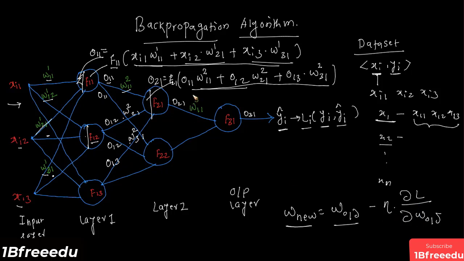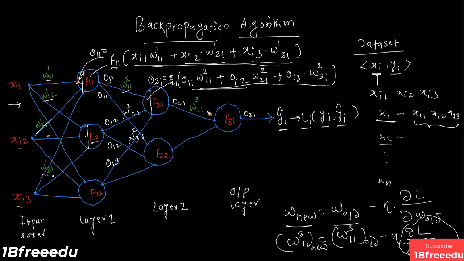For example, if I want to update this weight W311, so I write W311 new, which we want to get, is equal to W311 old minus eta times the derivative of loss with respect to W311 old. Right? So whatever weight I want to update, I need to calculate the derivative of loss with respect to that weight, and by using this formula I can update the weights. This eta is the learning rate here.